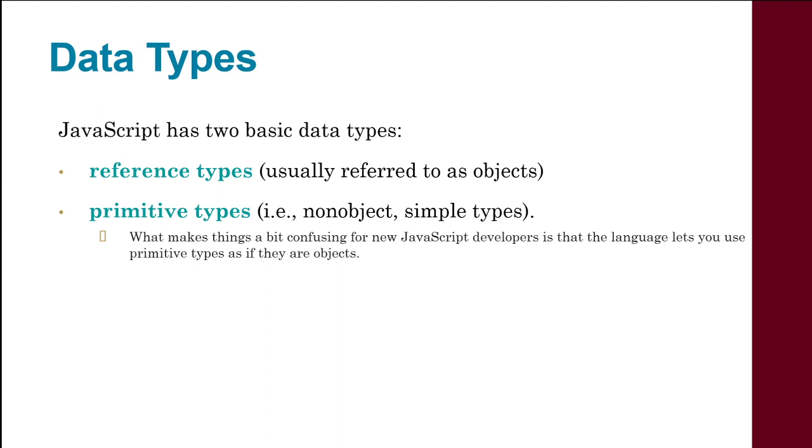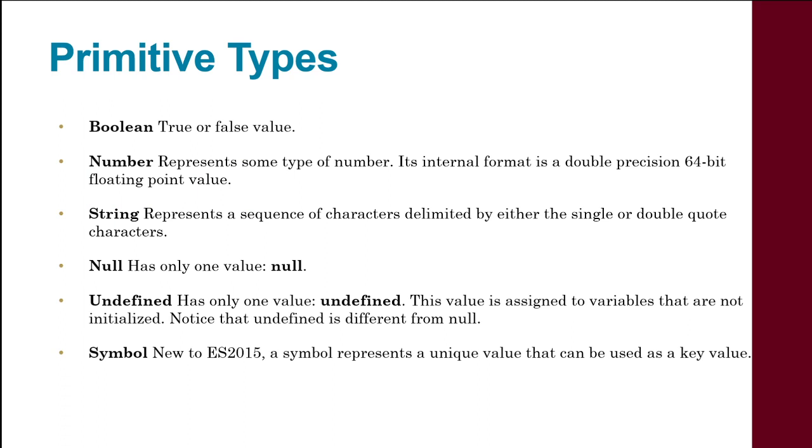JavaScript has 2 data types, okay? Reference types, which are objects. So we're just going to call them objects. And then primitive types. Primitive types we're going to go over on the next slide. The thing about JavaScript is that you can use primitives as objects, so don't get too hung up on it. Just know that there are 2 different types.